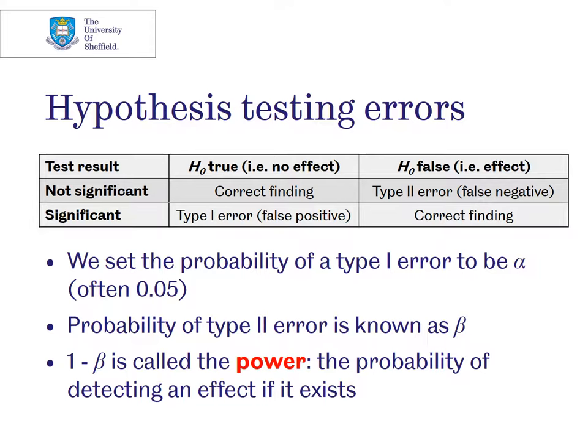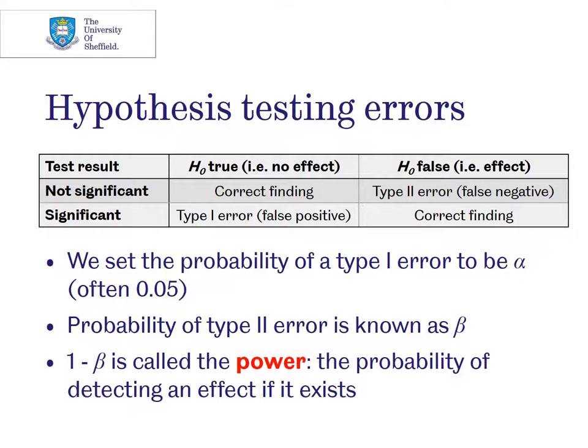However, if the null hypothesis is false, then really we want to find a significant result. That would be the correct finding. But if we don't find a significant result, this is what we call a false negative, or a type 2 error. And really, what we want to do is minimize the probability of getting a type 2 error. The probability of a type 2 error is known as beta, and 1 minus beta is called the power of a particular test. And the power is the probability of detecting an effect if it does actually exist. And the best way of improving power is by having a larger sample.